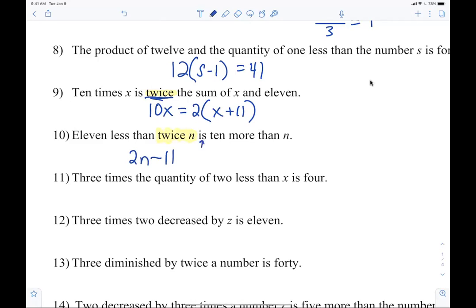What does is mean? Equals. Okay, and then 12. How do I write 10 more than n? Plus 10. Yes, n plus 10.